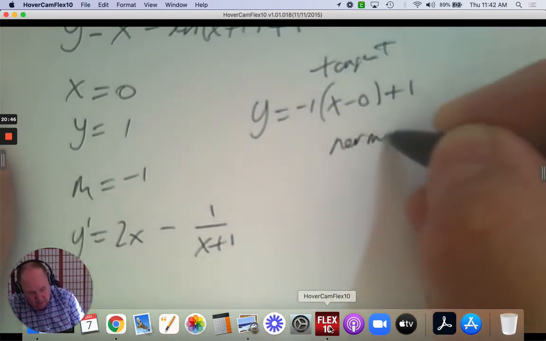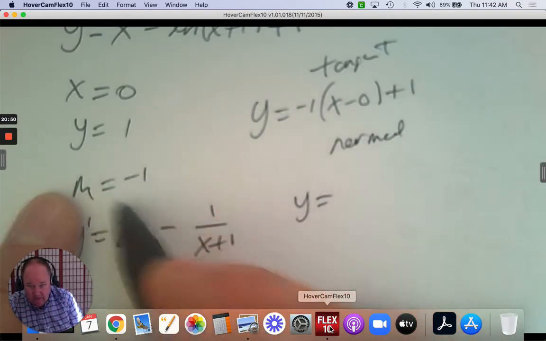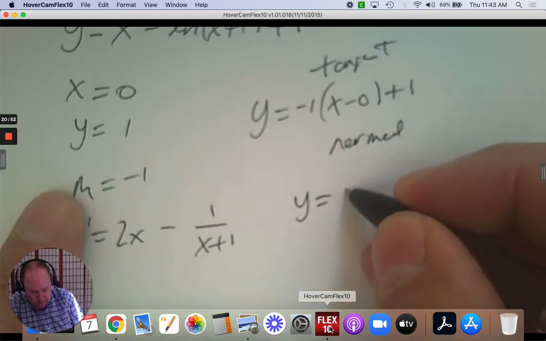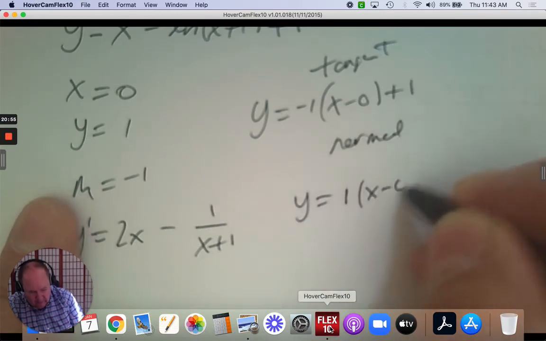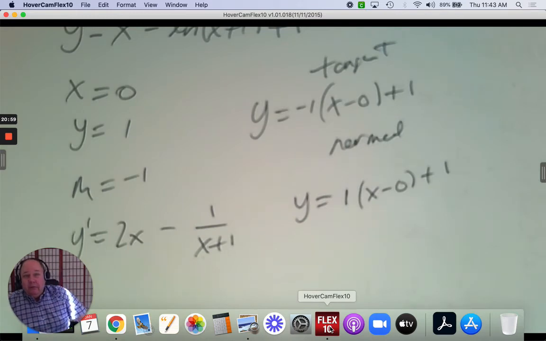The normal, the reciprocal of negative 1, the opposite reciprocal would now be positive 1, and using the same point. So those are perpendicular slopes, negative 1 and positive 1.